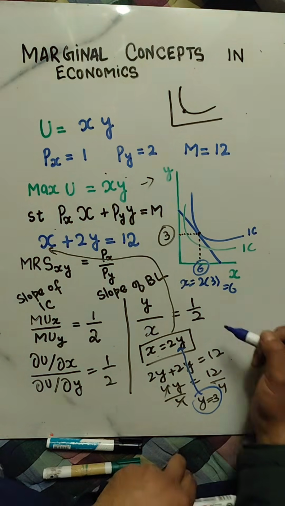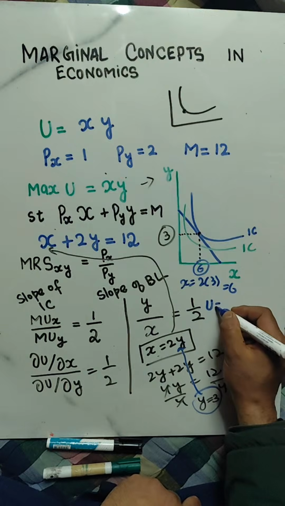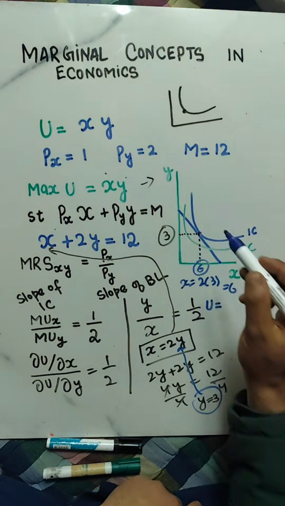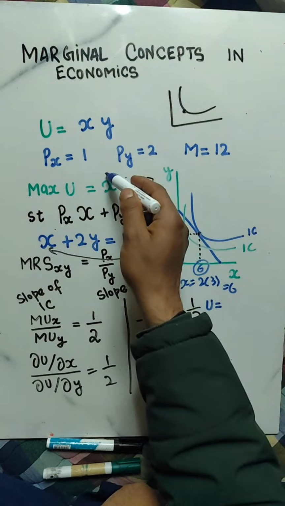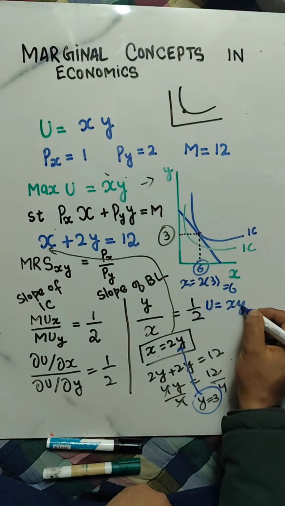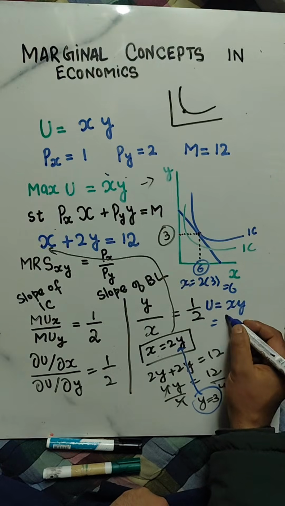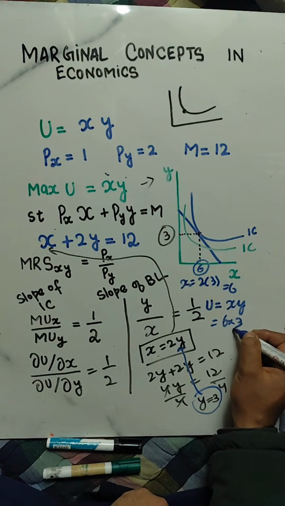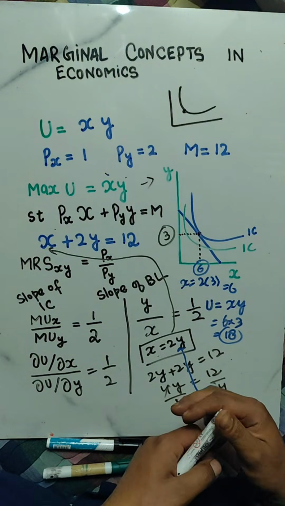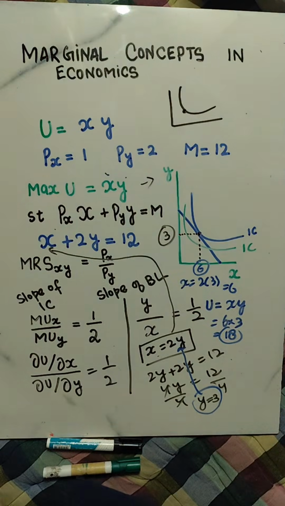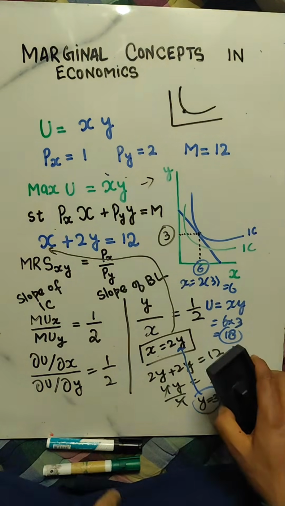The total utility derived at this point: since we have the utility function x times y, with x being 6 and y being 3, he will get 18 utils at this point. That's the maximum he can get with the given budget. So this was one of the questions from you people.